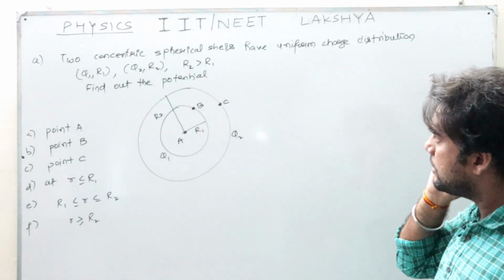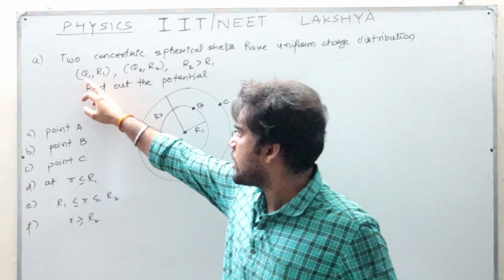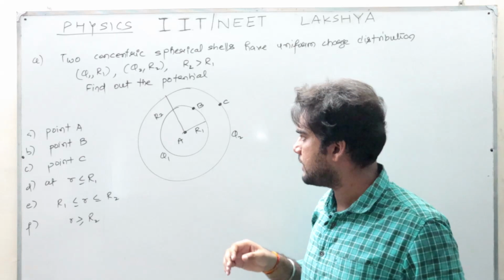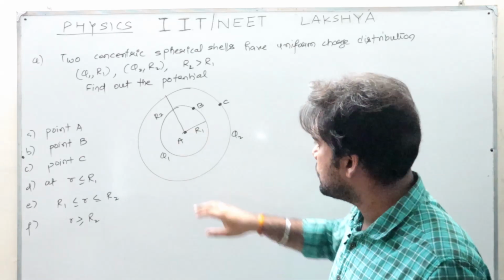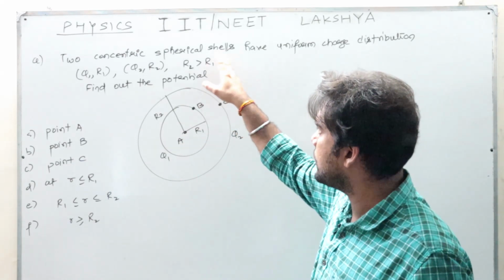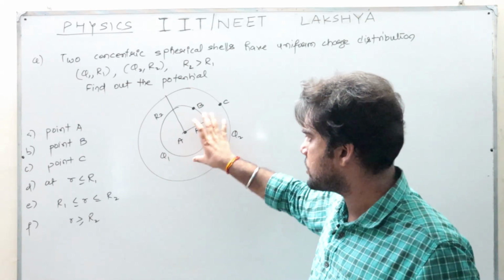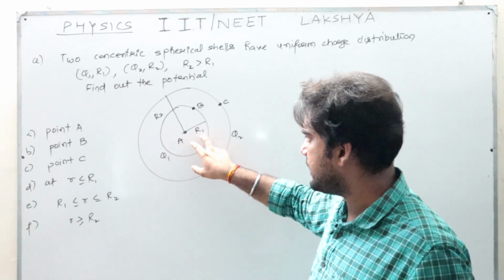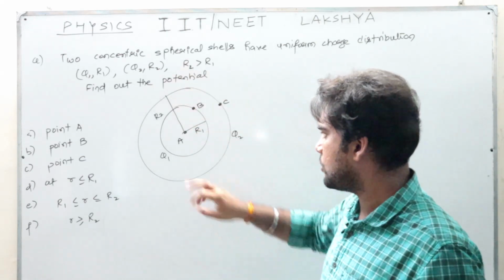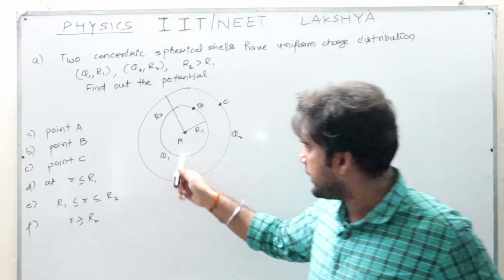What is given here is, two concentric spherical shells have uniform charge distribution, q1 for radius r1, q2 for radius r2. Concentric spherical shells means their center is common. So this is your first sphere. This is actually hollow, that's why they are saying concentric spherical shell. Shell means hollow. So here the charge distributed on the first sphere is q1 and its radius is r1, whereas the charge distributed on the second sphere is q2 and its radius is r2. So we need to find the potential at point A.